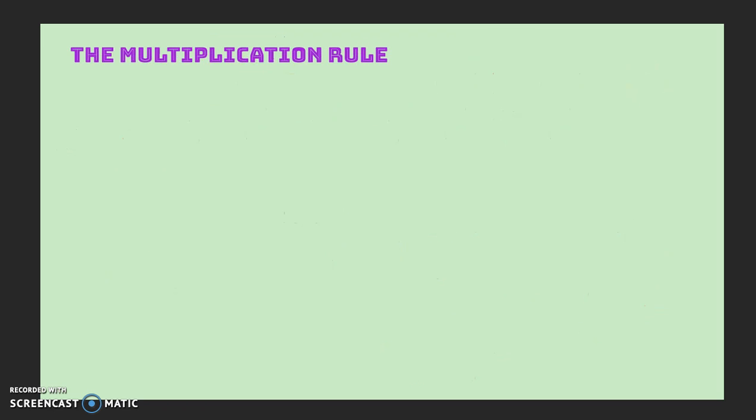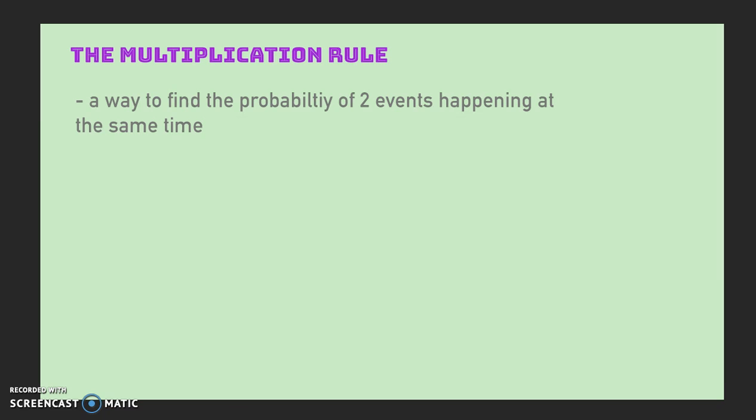What is it? It's a way to find the probability of 2 events happening at the same time. And this is the equation for it, which means the probability of A and B occurring can be found by multiplying the probability of A occurring times the probability of B occurring. Okay, so let's see an example of that.